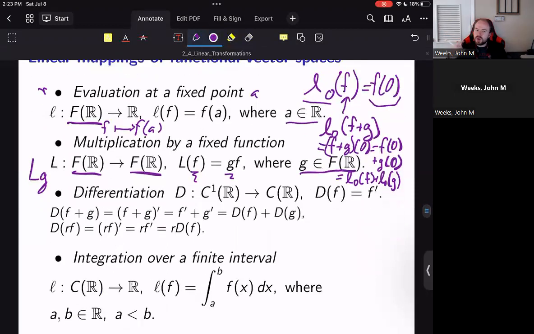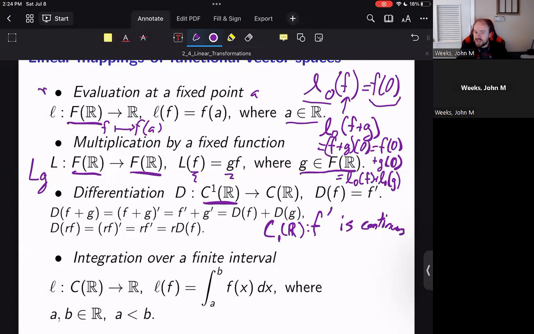But we don't have to just work from the set of functions itself. We can instead look at a subspace of functions and try and define things from there. Remember that we defined C1 of R to be the space of continuously differentiable functions. These are the functions f which are differentiable such that f prime, its derivative, is continuous. So that's what it means to be inside of C1 of R.